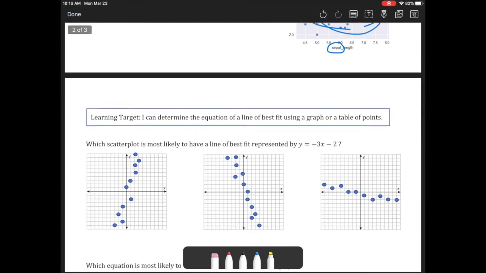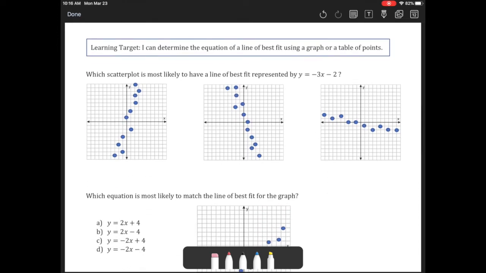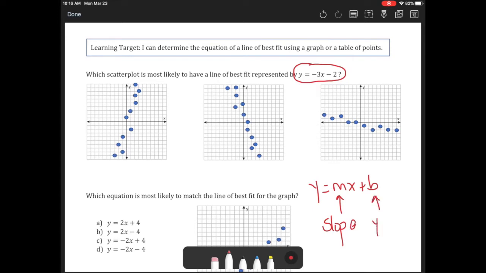Excuse my cough. All right, moving on to the next learning target. I can determine the equation of a line of best fit using a graph or table of points. So for this, you need to know your linear equation. And this is y = mx + b form, remembering that m stands for slope, and b is the y-intercept.